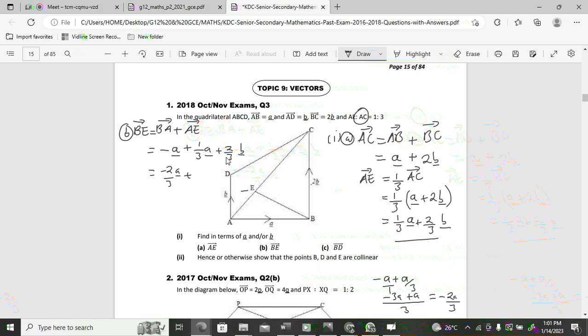And then plus, remember, we also have this part here, which is 2 over 3B. How did you find negative 2A over 3? Here, we are making this a single fraction. So you have seen negative A times 3 is negative 3A.